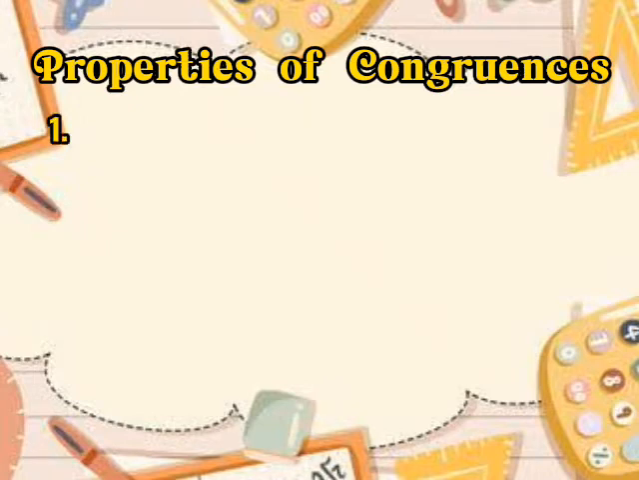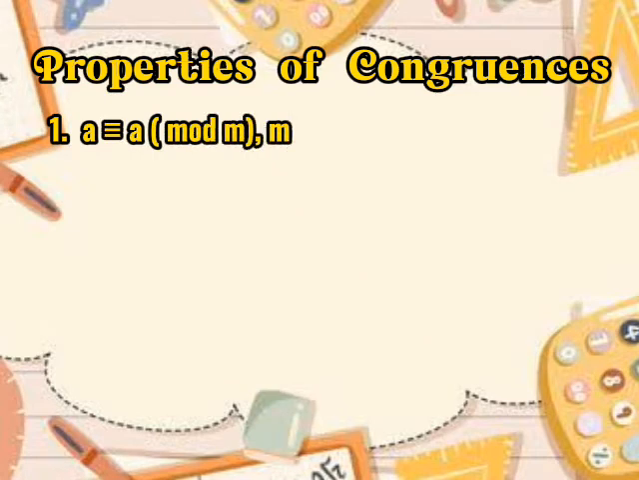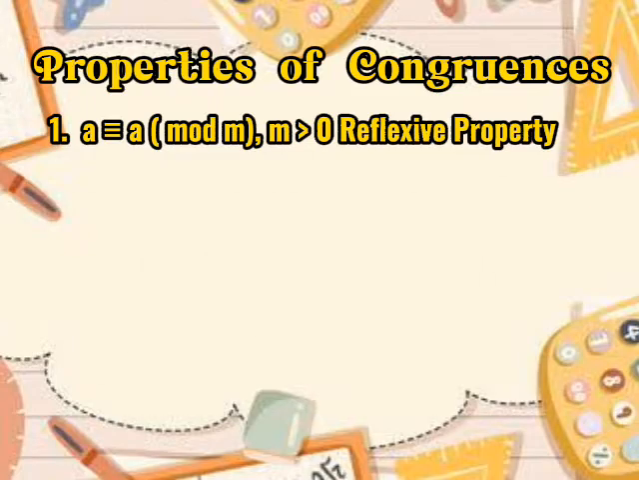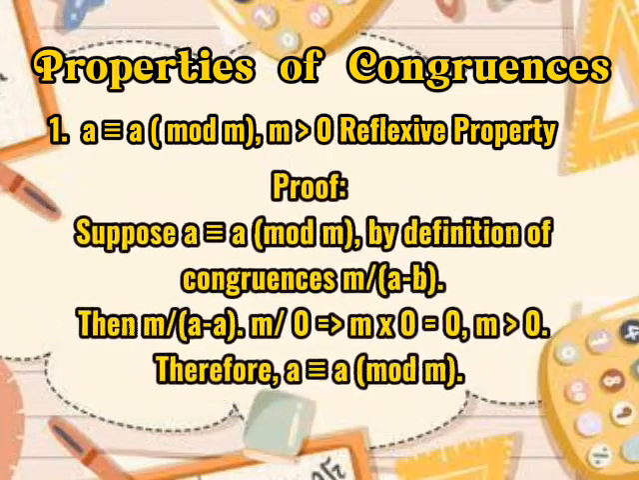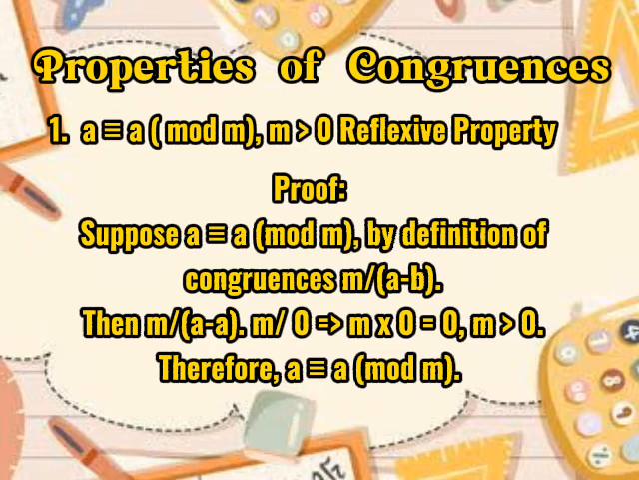Property number 1. A is congruent to A modulo M, where M is greater than 0. Reflexive property. Proof. Suppose A is congruent to A modulo M. By definition of congruences, M divides A minus B. Then A minus A is equal to 0. M divides 0, and we can find a number that will be multiplied to M that is equal to 0, and that is 0, where M is greater than 0. Therefore, A is congruent to A modulo M.